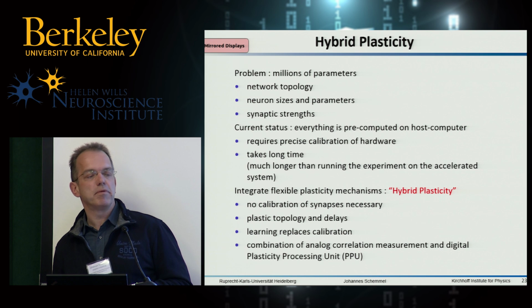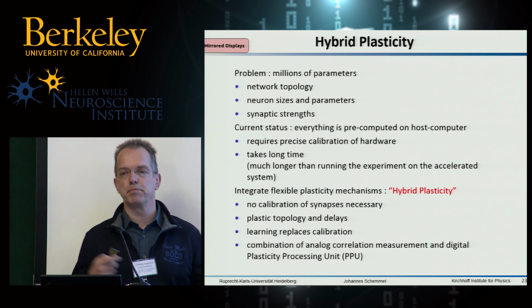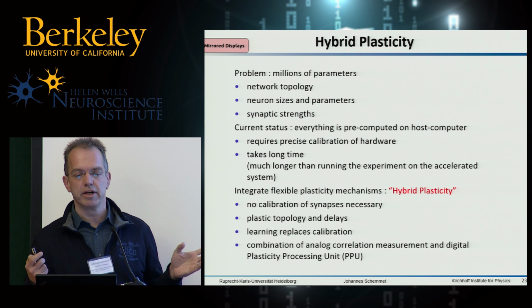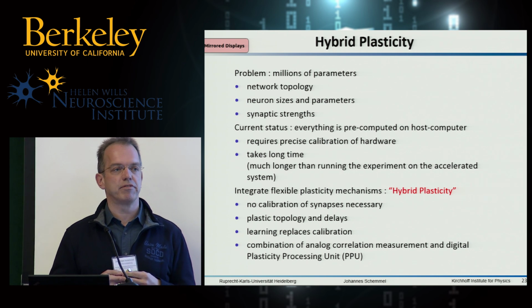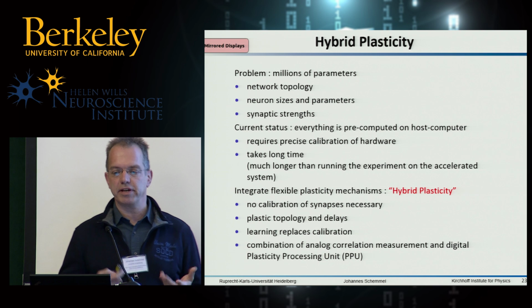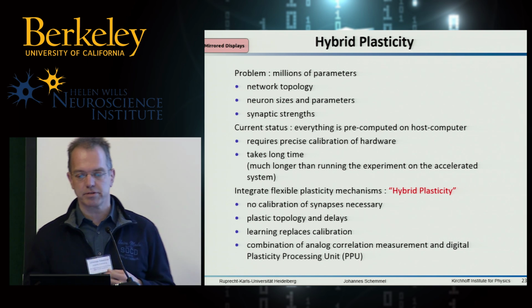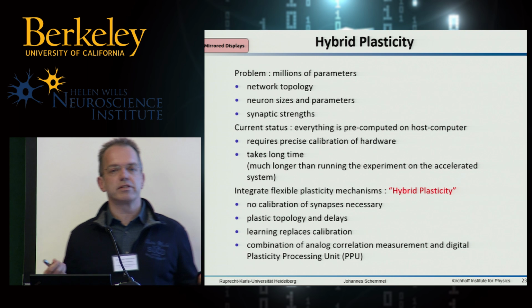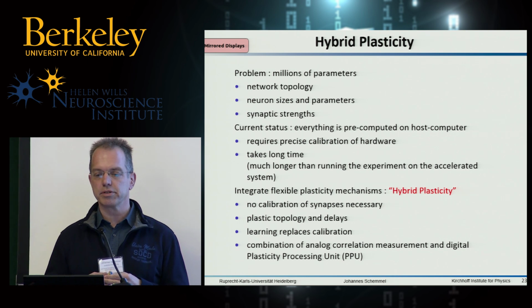And here's where the problem comes in. Even if our system is not that large, much smaller than the proposed systems from a lot of colleagues here, it already has millions of parameters, and they have to be selected and fixed for an experiment. So we have network topology, neuron size and parameters, synaptic strength. And the current status is that everything is pre-computed on the host computer.